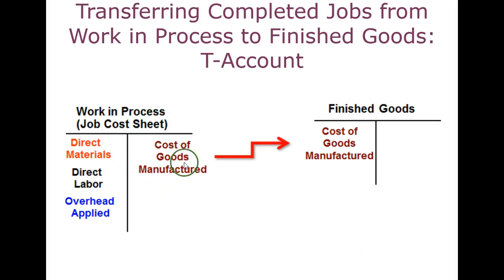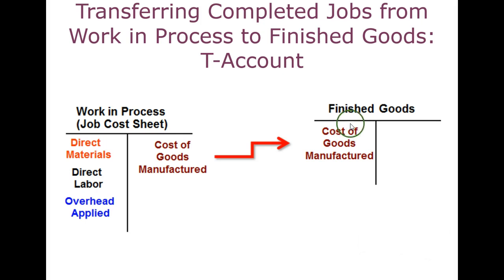Once you finish production, for a job you finished, it's fully complete now. You've attached all the materials, all the labor, all the overhead to that job. They are complete, they're finished. We transfer that total cost for that job into the finished goods account. This is another inventory account.